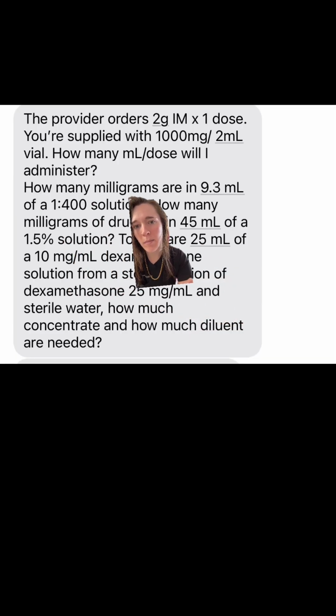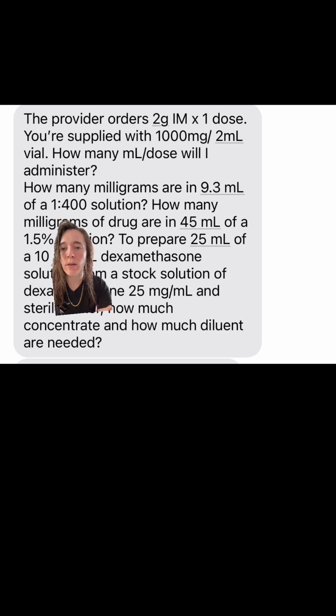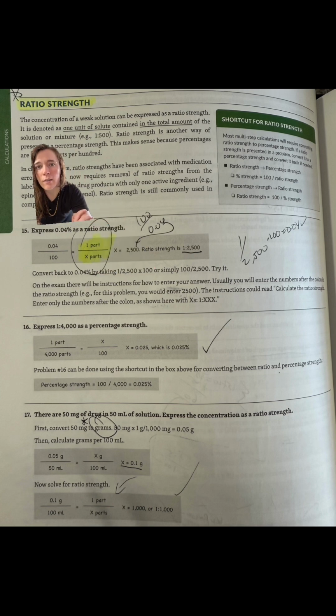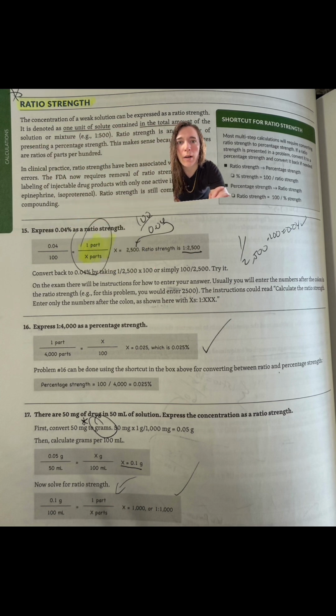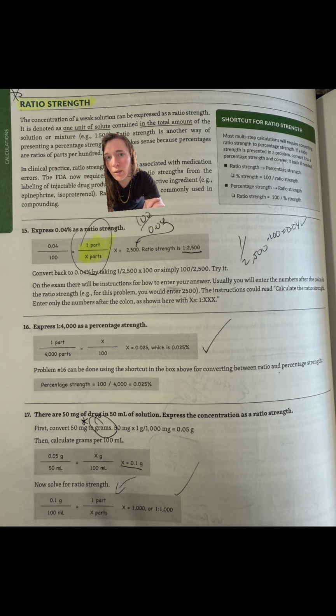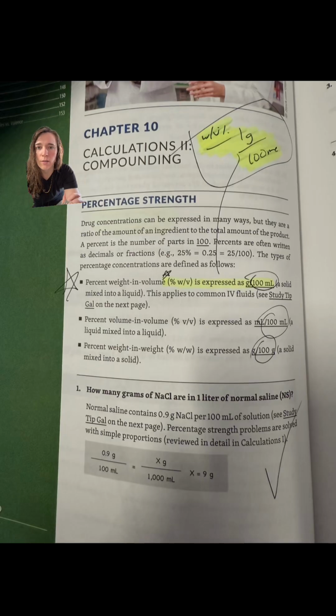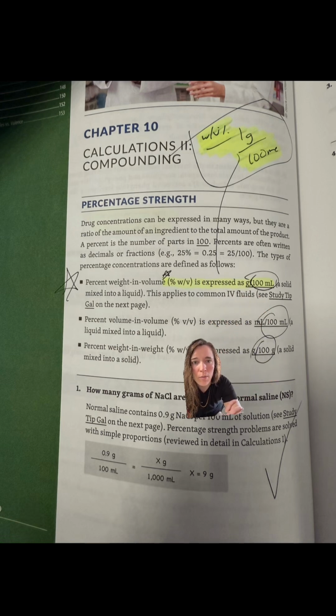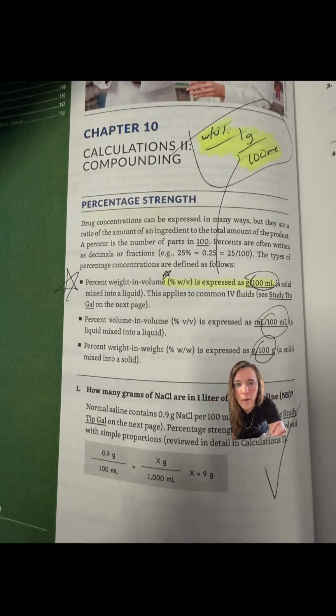Next question, how many milligrams are in 9.3 mils of 1/400 solution? So this is called a ratio strength. The concentration of a weak solution can be expressed as a ratio strength. It's denoted as 1 unit of solute contained in the total amount of the solution or mixture, example 1/500. Ratio strength is another way of presenting a percent strength. This is percent strength if you're interested. It can be percent weight and volume, or percent volume and volume, or percent weight and weight. So this would be grams per 100 mils, mils per 100 mils, or grams per 100 grams.